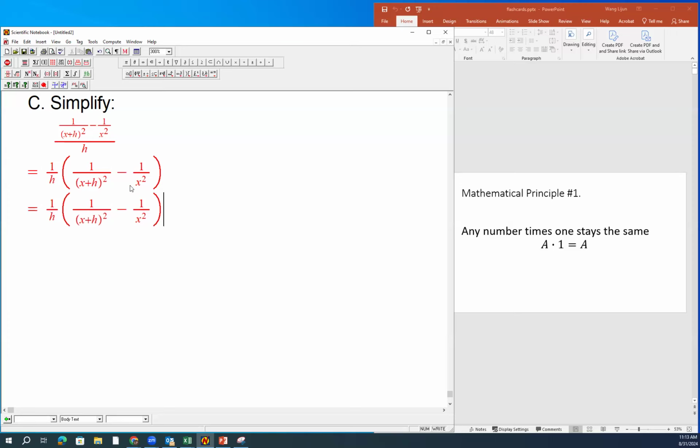And next, we're going to find the common denominator, right? Obviously, the common denominator, LCD, least common denominator, is just x squared multiply x plus h squared. That's the least common denominator we got here, right? So we're gonna use it. So let's move forward.